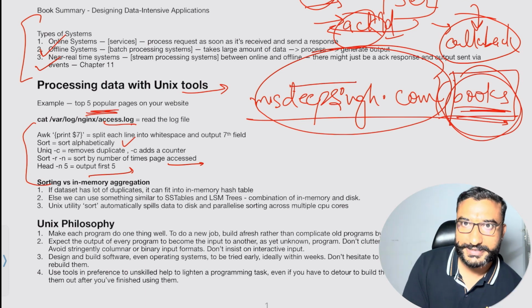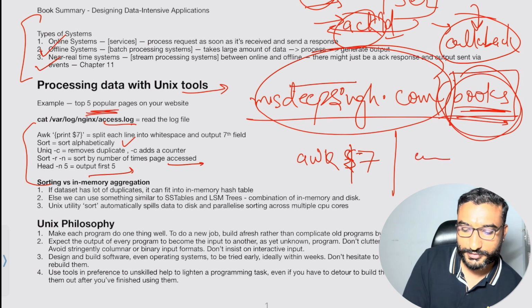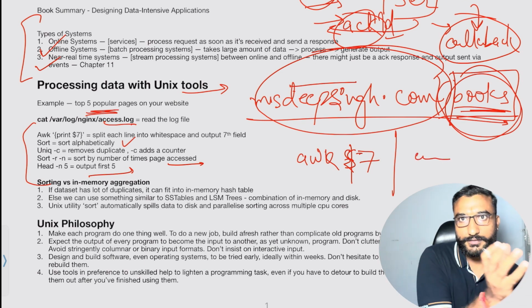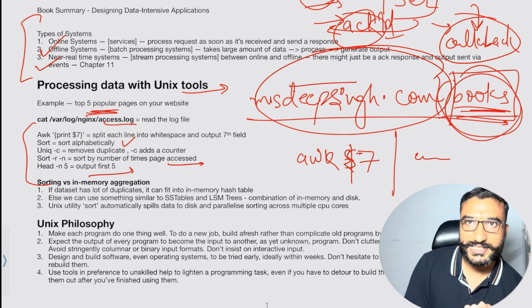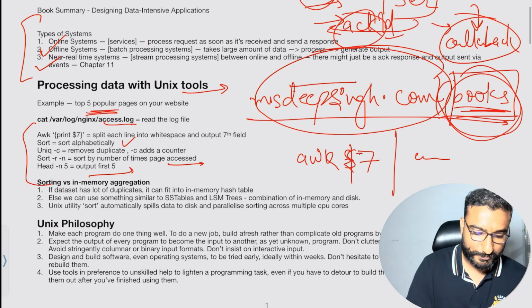These commands are piped together. You might have seen it, like awk $7 and then you pipe that into another command. The output of one command is used as the input of another command, and the same philosophy we will see in MapReduce as well, where the output of one job is used as the input of another job. Okay, so that is the idea.